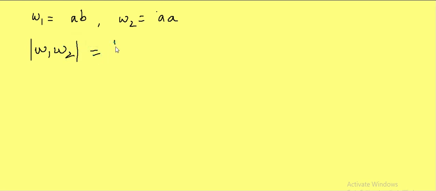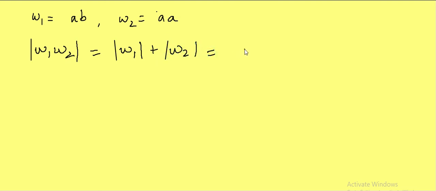Okay, let me take some examples. So you have this string, which is W1, and over the alphabet {A, B} it can be AB, right? Another is W2, which is AA, let's say, right? So if you concatenate these two strings, W1 and W2, it will be W1 plus W2.